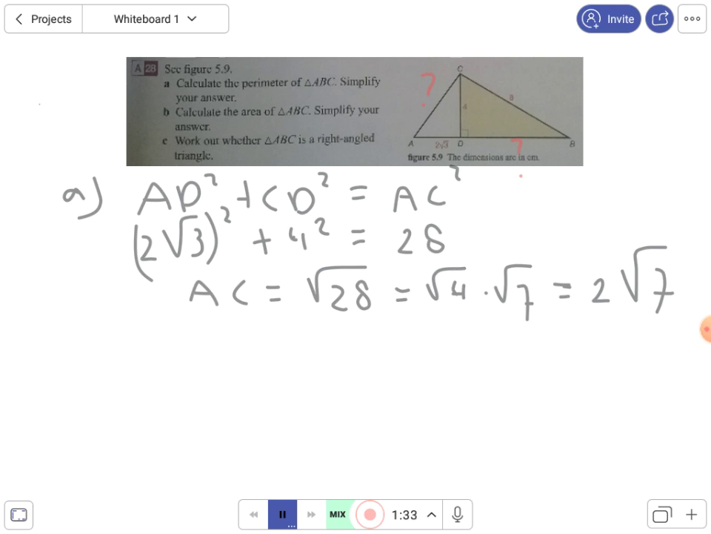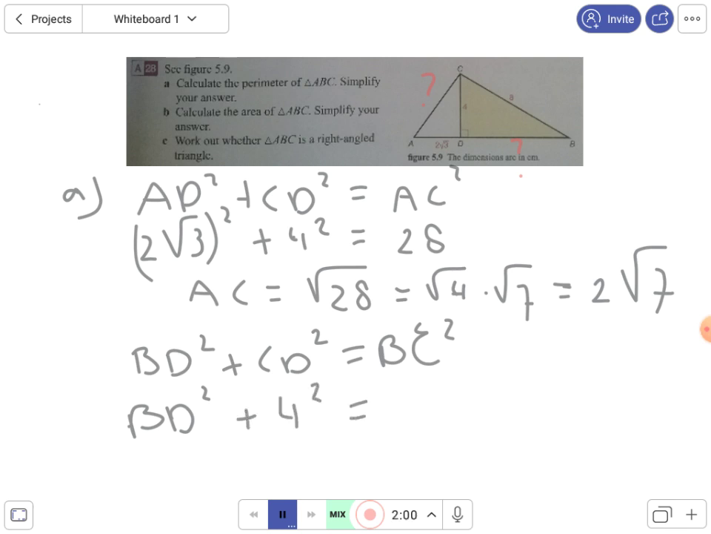To calculate BD, you use the triangle BCD, and in that triangle the Pythagorean theorem is BD squared plus CD squared is BC squared. You don't know BD, but CD is 4 and BC is 8, so you get this. And that means BD squared plus 16 is 64.